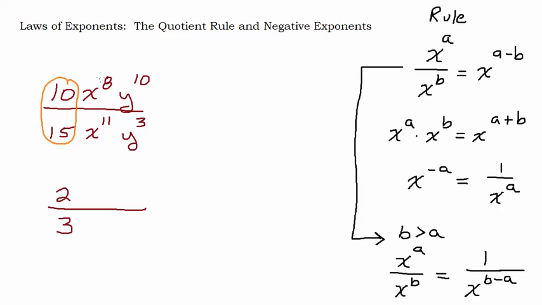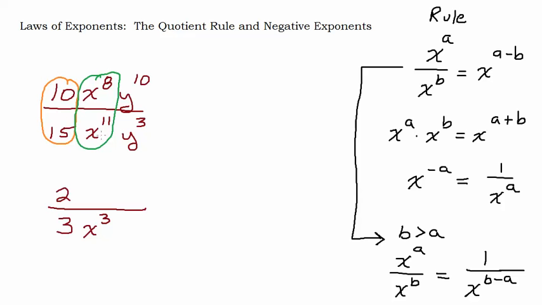Next thing I'm going to reduce is the x's. So 11 is bigger than 8. So I'm still going to subtract these exponents, but I really have this case down here, where the B is bigger than the A. So I'm going to do B minus A, 11 minus 8, that's 3. And where's that going to go? I'm going to have x to the third. Is it going to live in the numerator or the denominator? Well, it's going to live in the denominator, because I had more x's in the denominator.